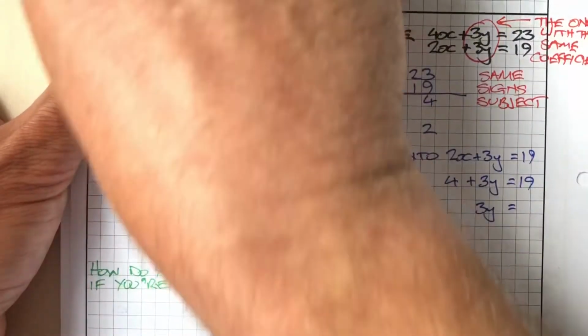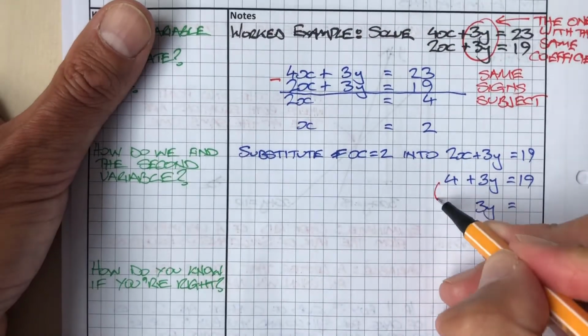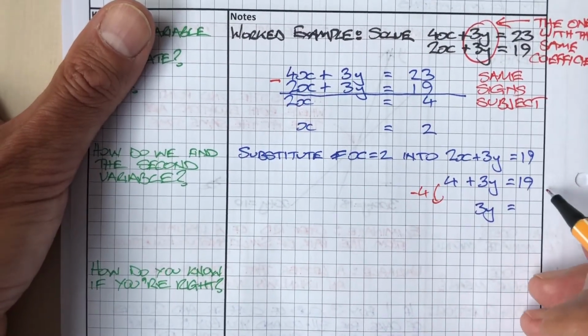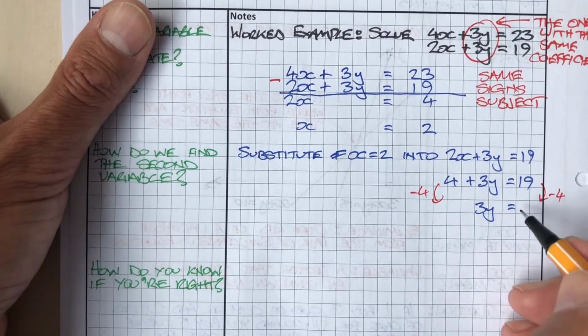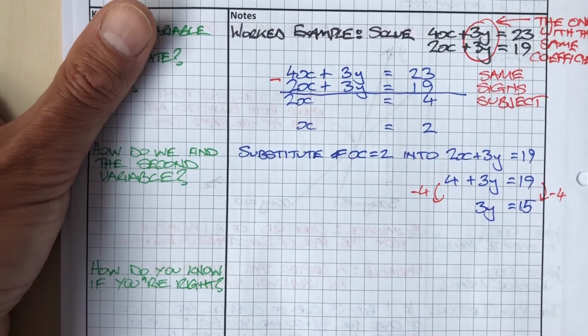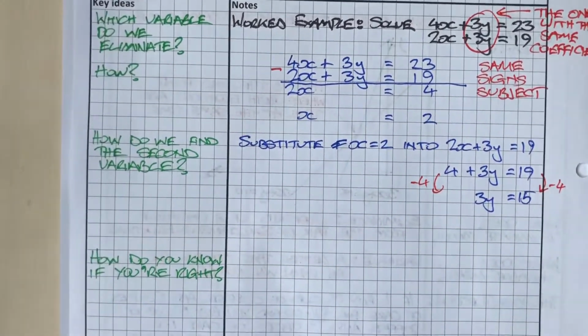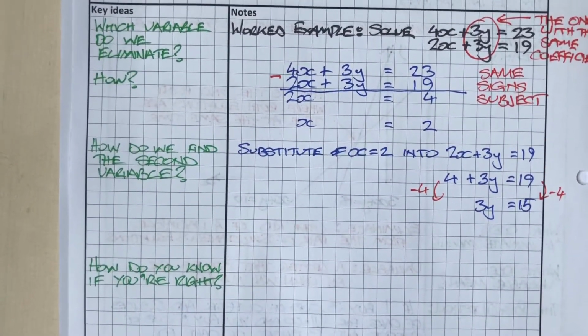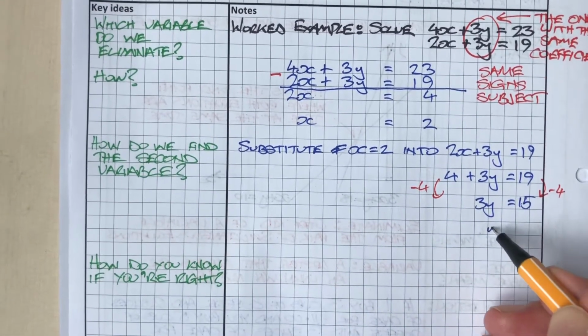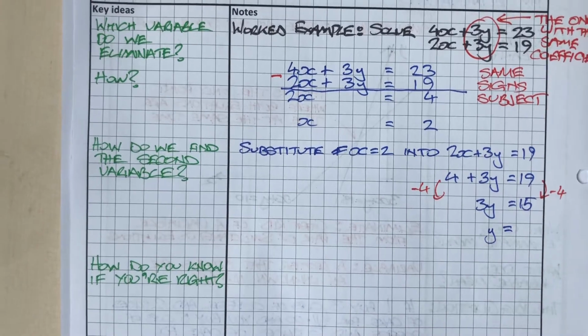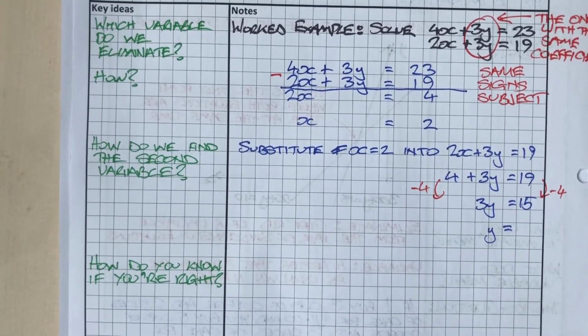How do you get rid of add 4? You take away 4 from both sides. So 3y is 15. What does that say? That says a number times by 3 equals 15. I don't want the number times 3. I want the number. So get rid of the times by 3.